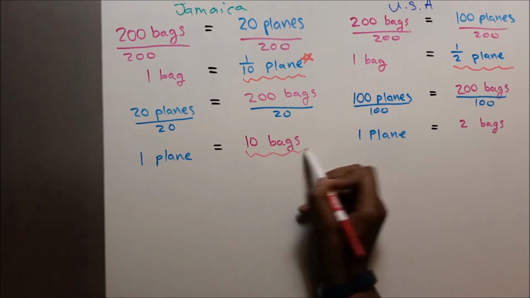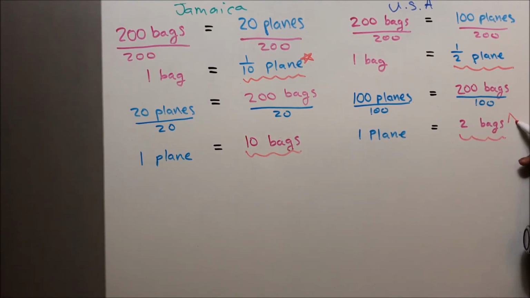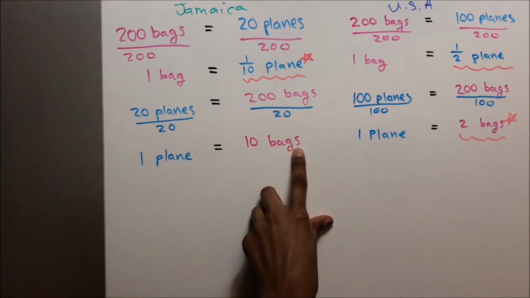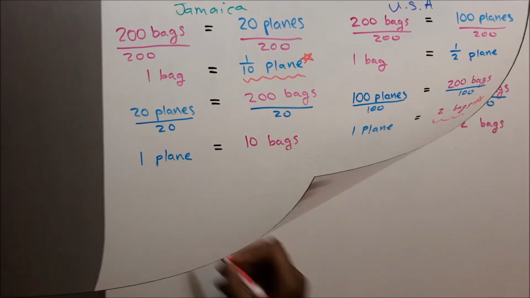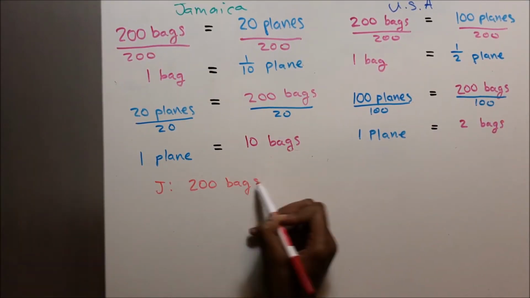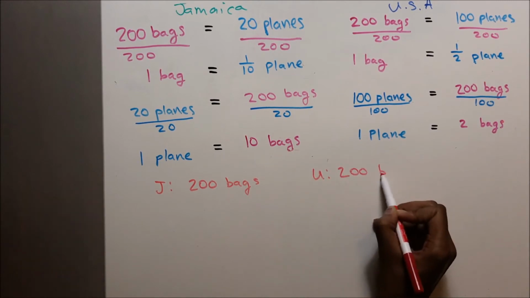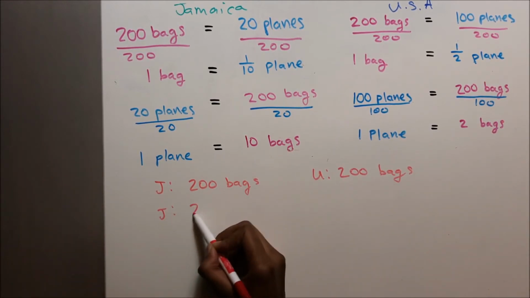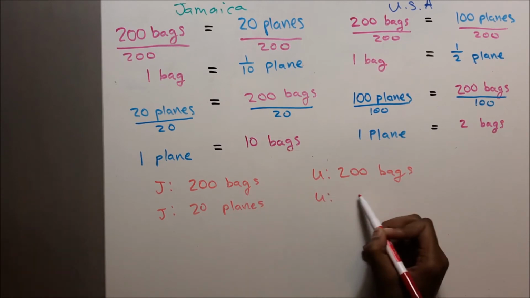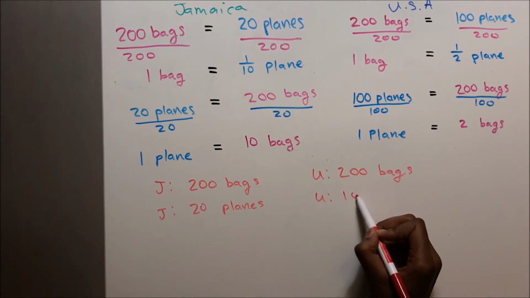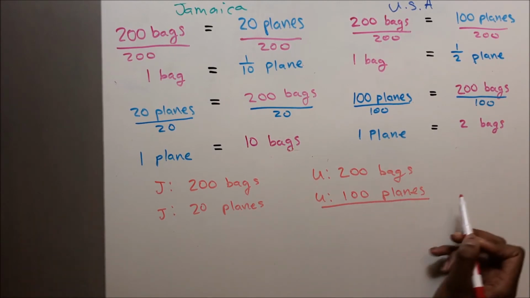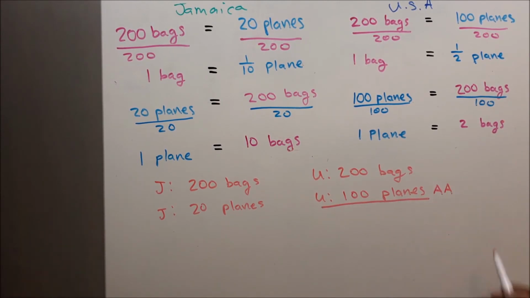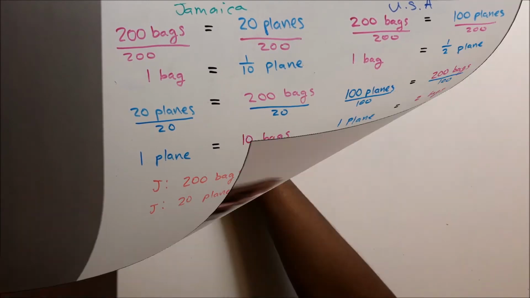The producer with the lowest opportunity cost has the comparative advantage. Jamaica has a comparative advantage in the production of bags of coffee. The US has a comparative advantage in the production of airplanes. The producer that can produce the most output is said to have the absolute advantage. Both Jamaica and the US can produce the same number of bags of coffee, but the US can produce more planes. Therefore, the US has the absolute advantage in terms of planes.